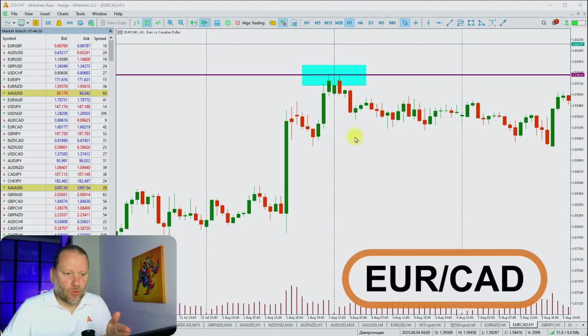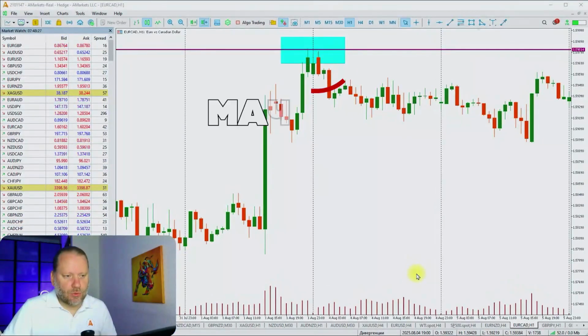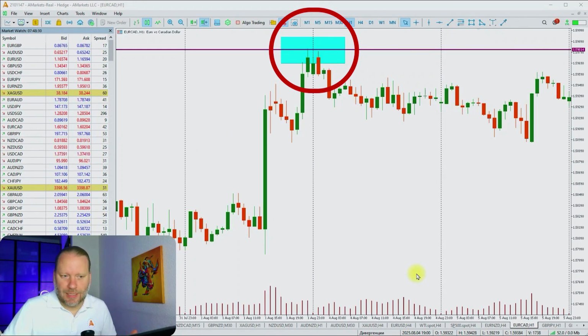Recently on the currency pair Euro-Canadian dollar, I saw such a maximum. I immediately realized that I could make good money on it. This maximum is a signal to buy, but I will tell you when to buy a little later. Let's think about what makes this high different from the others.